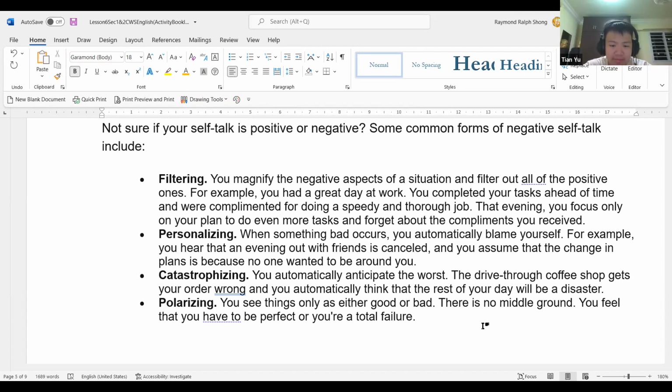Okay. Yeah, automatically anticipate the worst. The drive-through coffee shop gets your order wrong and you automatically think the rest of your day will be a disaster. So you anticipate the worst. Catastrophizing means one time I start the day with a bad day, I get out of the bed on the wrong side. It's going to be a disaster. It's going to be catastrophic for the rest of the day. My whole planning for today is finished. Carry on.